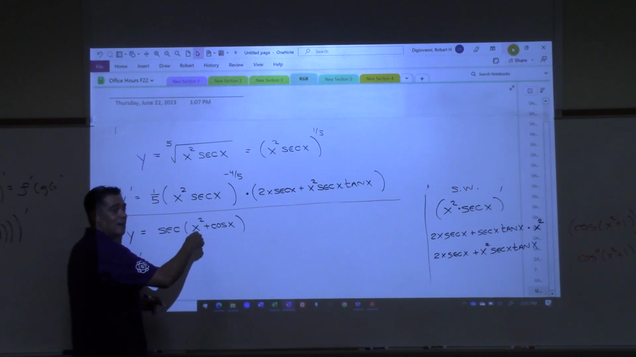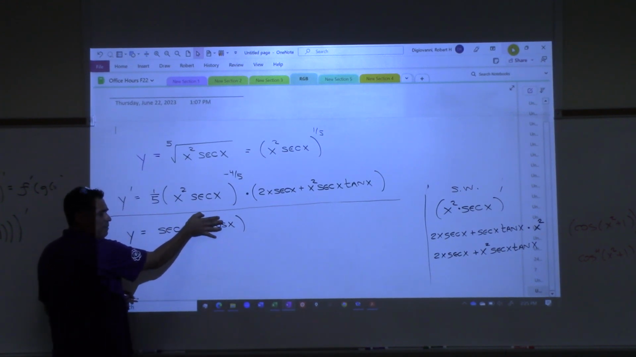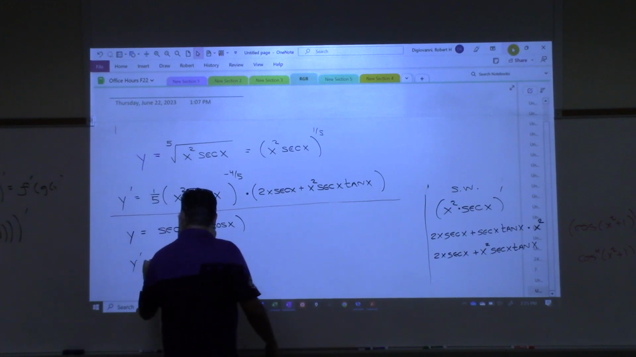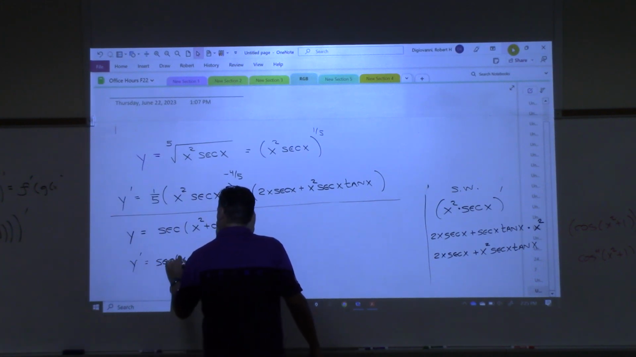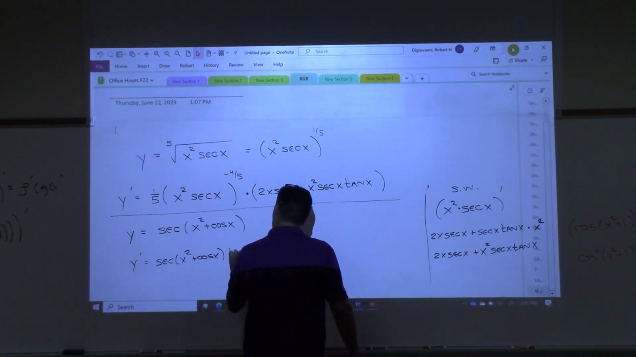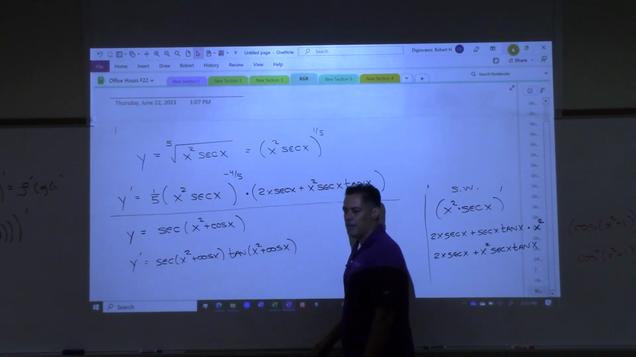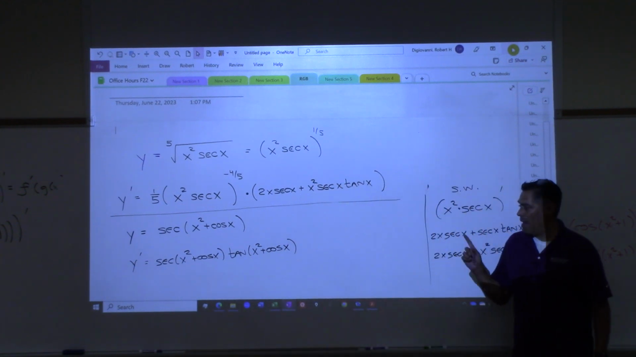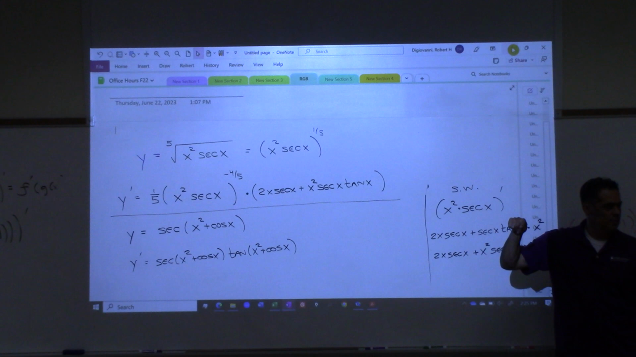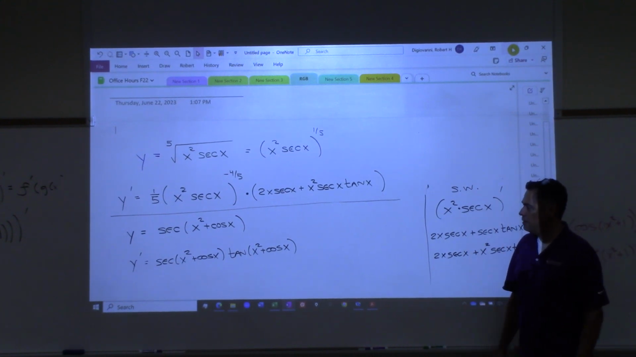Secant of the whole inside, tangent of the whole inside. So this goes back again to, what's the derivative of secant of my hand? It's secant of my hand, tangent of my hand. So I need to write secant of x squared plus cosine x, tangent of x squared plus cosine x. You see? A lot of students will write secant x, tangent x on that part. They won't write secant of the inside, tangent of the inside.